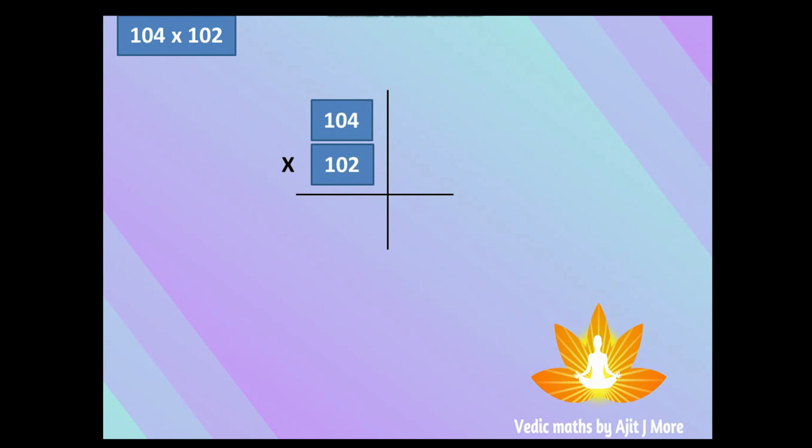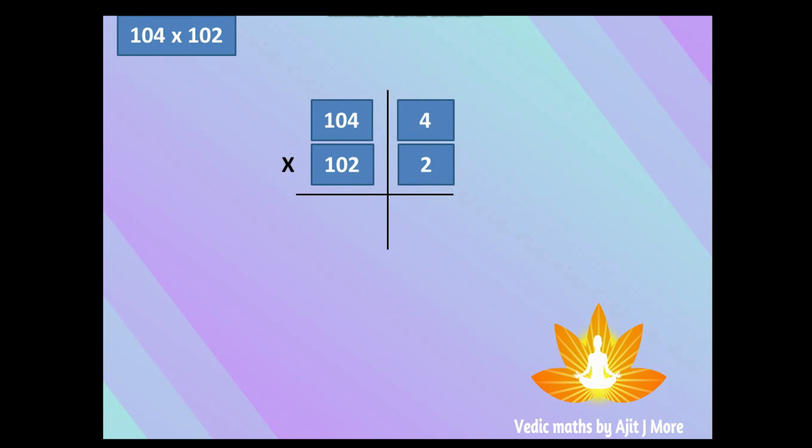Okay, step 1 is clear. We have decided the base. Base is 100. Now, find out deviation. So, 104 is 4 away from 100, and 102 is 2 greater, that is away from 100. Okay, so deviation is calculated.